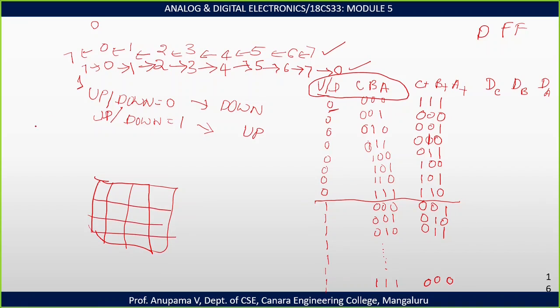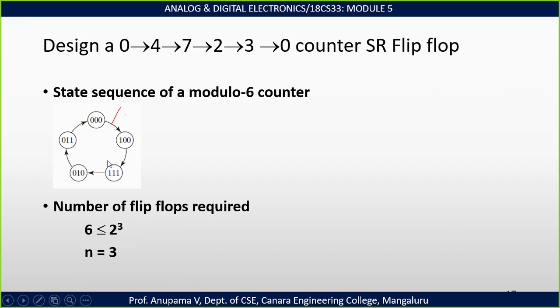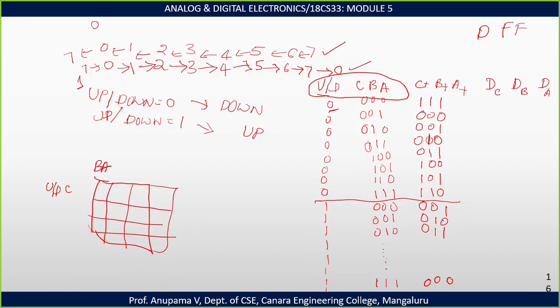And what are the values? Along the row you will have up and down and C, and along the column you will have B and A. The row variables are UD bar C bar, UD bar C, UDC and UD C bar. Along the column: B bar A bar, B bar A, BA and BA bar. Then you have to fill the entries, so the minterm values will be 0, 1, 2, 3 up to 15. Then you have to write the respective values DC, DB and DA, then solve it.